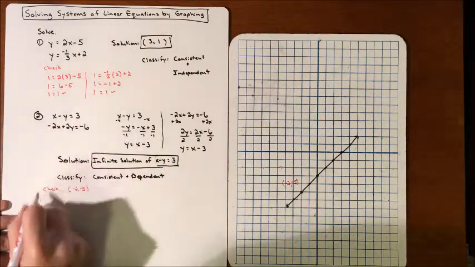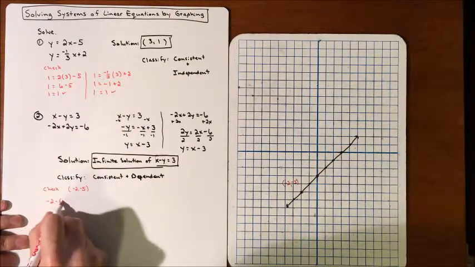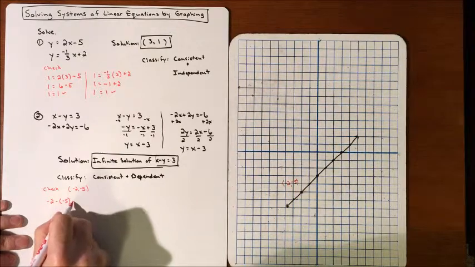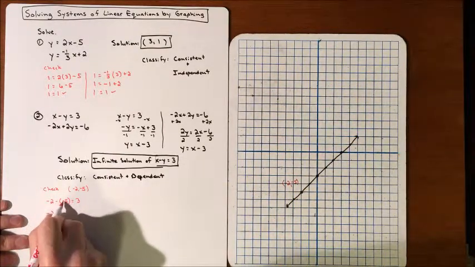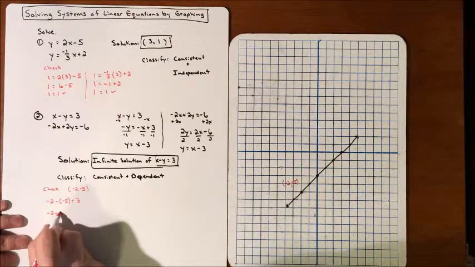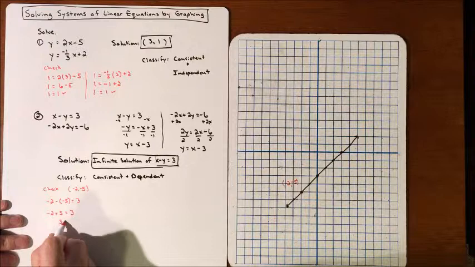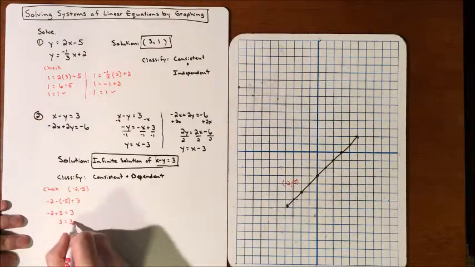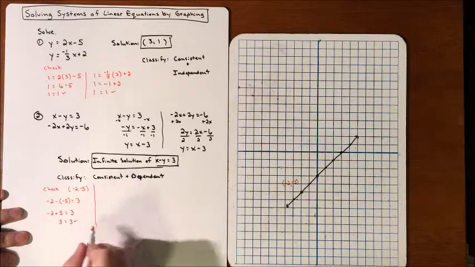So our first equation is x minus y. So -2 minus -5 is supposed to add up to 3. -2 minus a negative will actually become a positive, equals 3. And that adds up to 3. 3 equals 3. So it satisfies the first equation. Doesn't guarantee it satisfies the second, so we have to check.